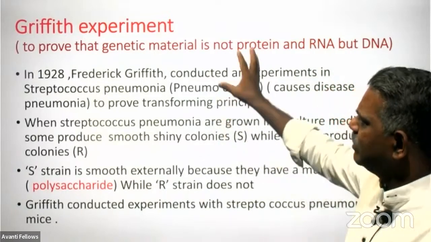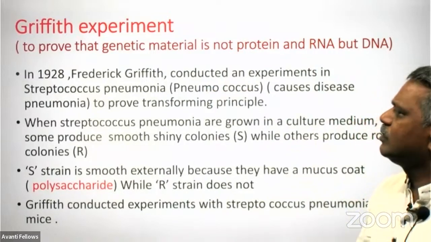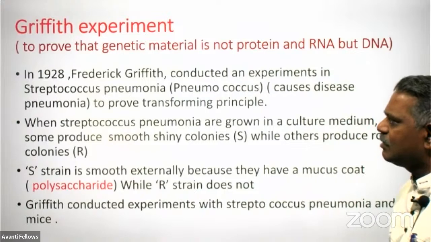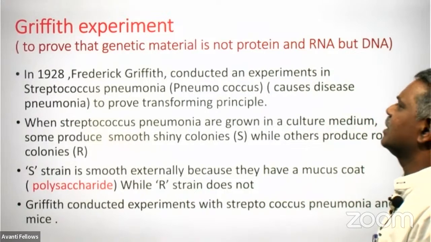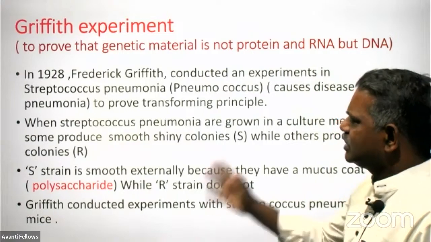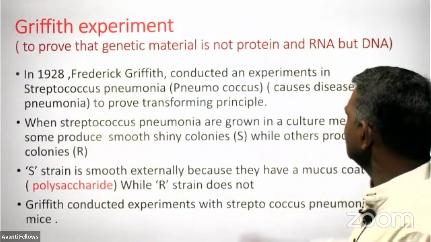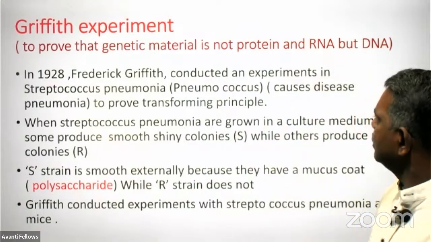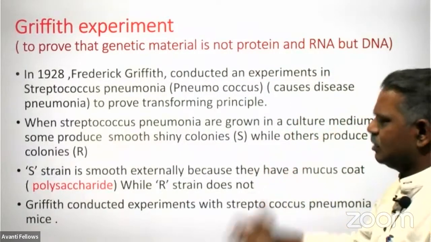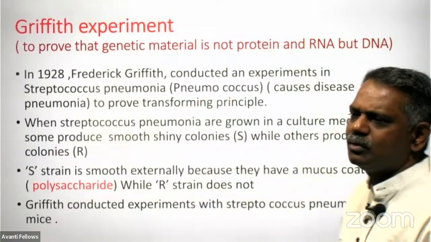So there is an experiment conducted in 1922 by Frederick Griffith. We call this experiment the Griffith experiment. This experiment proves that the genetic material is not a protein, it's not an RNA, but the genetic material is DNA only. As I told you, it was conducted years back.